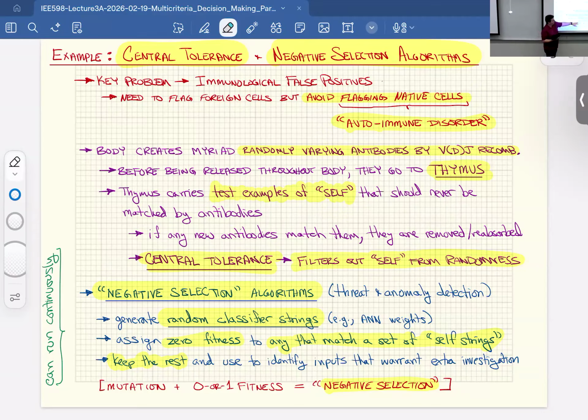And then you assign 0 fitness to any that match a set of self strings. So if you have a bunch of inputs that should never ever trigger these things, you test them all against that. And if any of those test cases come up true, so that they match, then you discard that one and you don't allow it to be used. Otherwise, you keep all of the rest and you use them to identify inputs that warrant extra investigation.